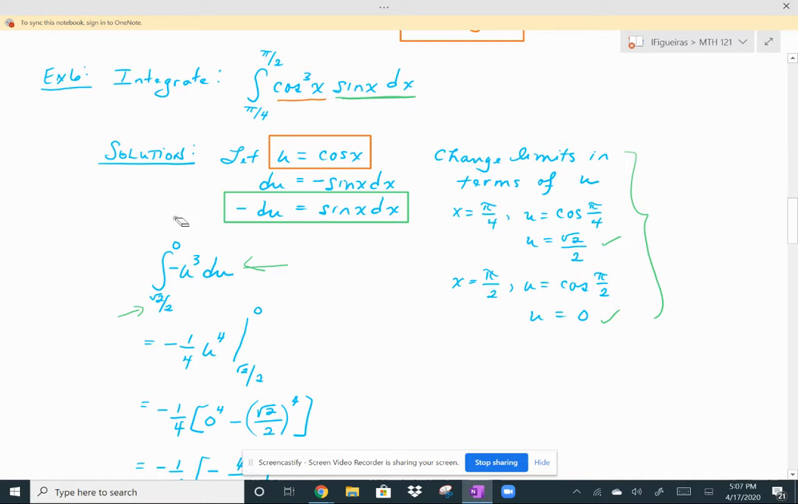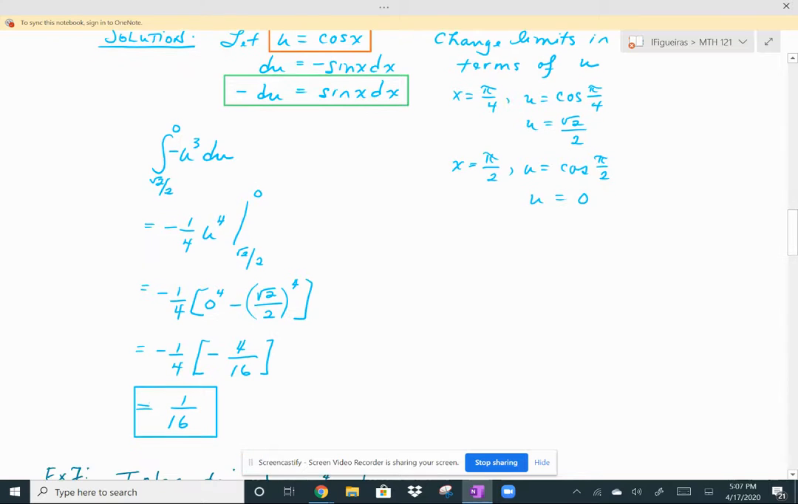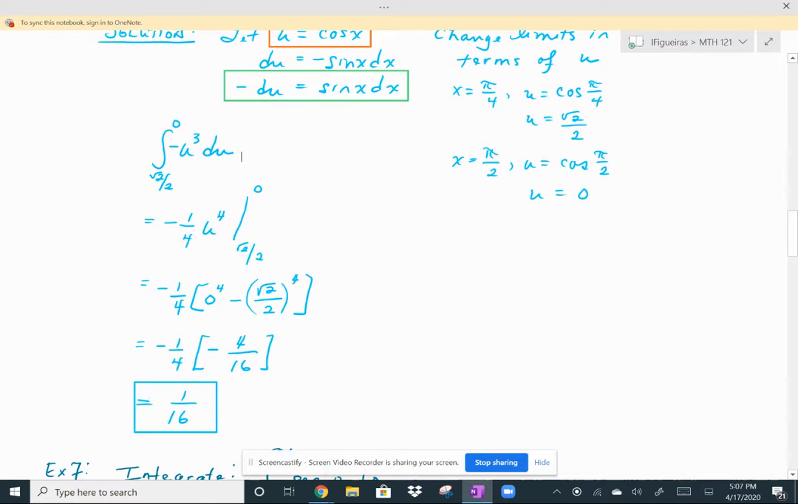So now we do anti-power rule. We have negative 1/4 u to the 4th, evaluated from root 2 over 2 to 0. And then you just plug in your limits. Remember, you don't have to go back and substitute in for u because we reevaluated the limit values in terms of u. So you plug in 0 first, then you subtract and you put in your lower limit.